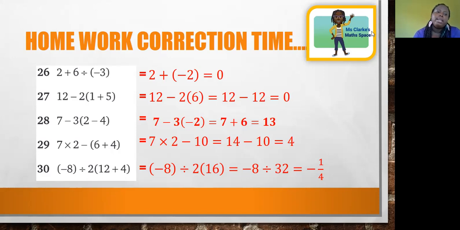So question 29, we have 7 multiplied by 2, take away 6, plus 4 in brackets. So we know we need to work the brackets first. So inside the brackets, we have 6 plus 4, which is 10. So it becomes 7 multiplied by 2, take away 10. We do multiplication first before subtraction. So 7 times 2 is 14. 14 take away 10 is 4.